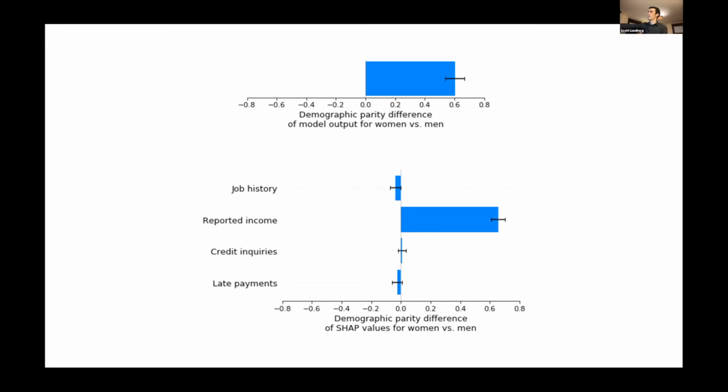And when you do an explanation and actually explain this demographic parity difference, so again, the 4 bars on the bottom, if you sum them up, they equal the bar on the top. They tell you what feature is actually driving this difference.